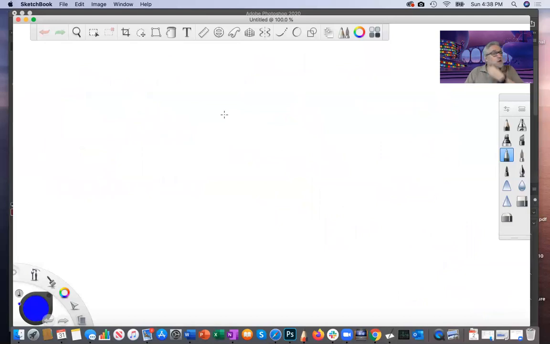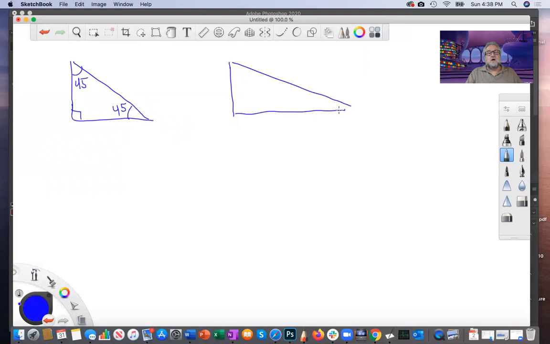Now there's special triangles. They're not special because their mom told them, you're special. It's not that reason. We have two special triangles. We have a 45, 45, 90 right triangle. And there's a 30, 60, 90 right triangle.